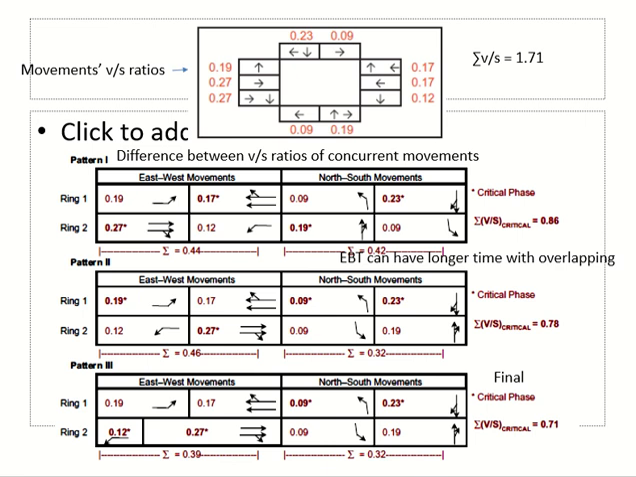Now one more thing which they did here. You see here this one 0.17, this one 0.27. Again the same problem will happen here. You are giving extra time to this movement for no reason. Which one needs more time? This one.